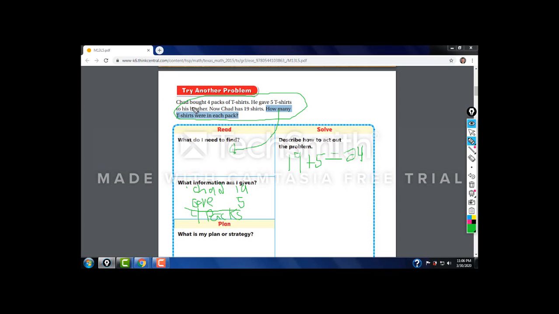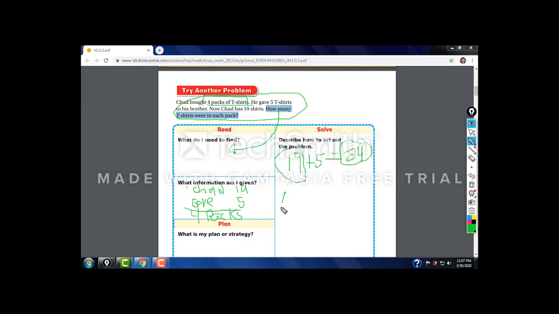Because now he has 19, but he gave 5 away. It says he bought 4 packs, then he gave 5 t-shirts. He took out 5 of those, opened up a pack, and he gave 5. Then he has 19 left over. So in order to find out how many were in those 4 packs, we add those 2 numbers, 19 and the 5 that he gave away. So now we have a total of 24. We know he bought 4 packs.